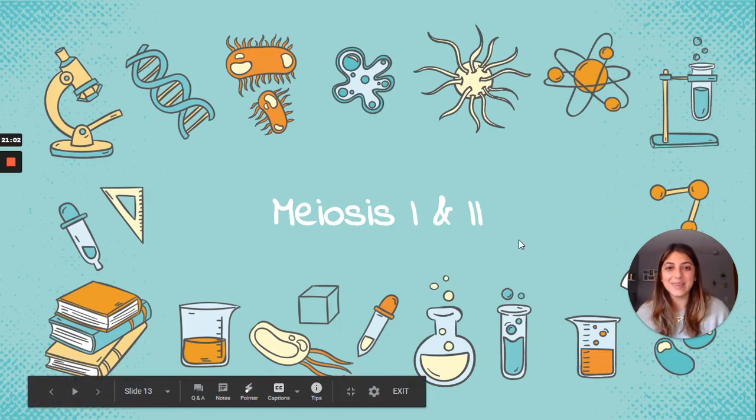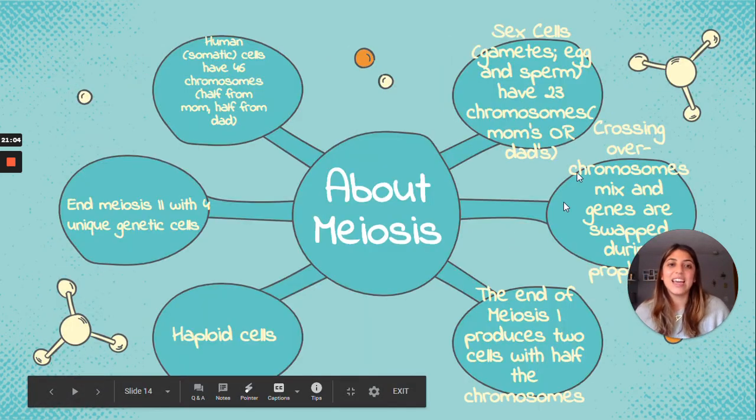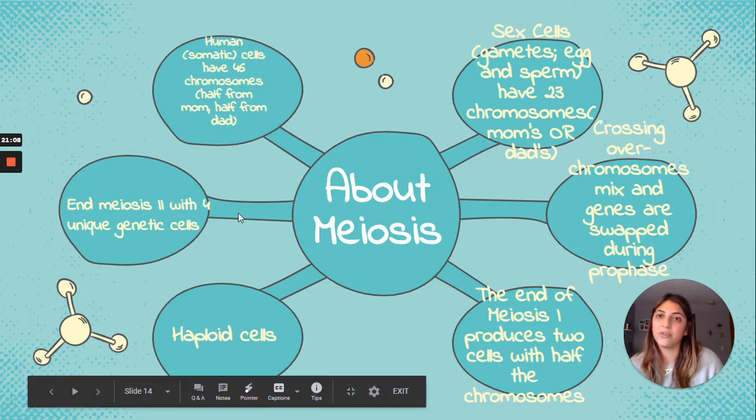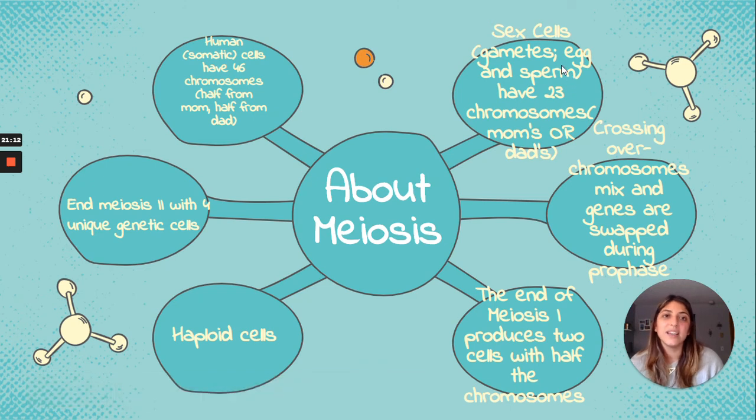All right, now into meiosis 1 and 2. I already have these filled out for you, but they're really just reiterating what I went over at the start of the video. Remember that meiosis specifically deals with sex cells. We call those sex cells gametes, and they look like eggs in women and sperm in men. They have 23 chromosomes, from moms or dads, and that's what we call half.